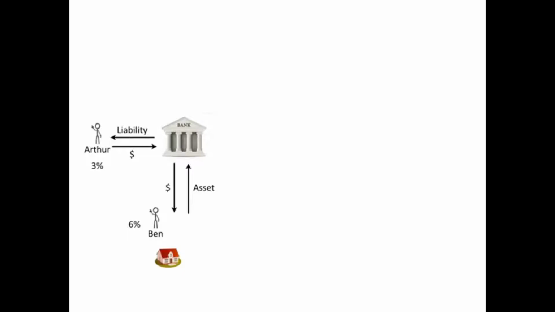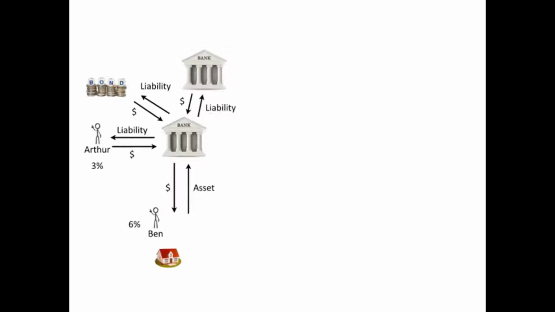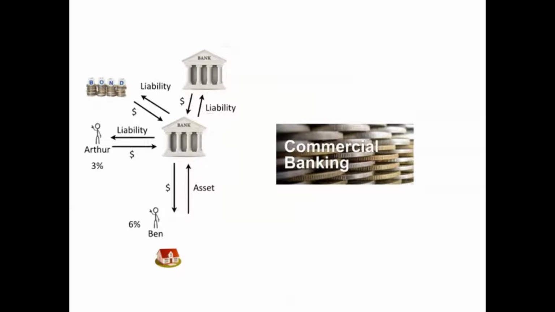The bank can also borrow additional funds to lend out by issuing bonds. Again, as the money is lent to the bank, then, just like Arthur, these will appear on the balance sheet as a liability. Banks can also borrow and lend to and from each other. And that is essentially what commercial banks do.